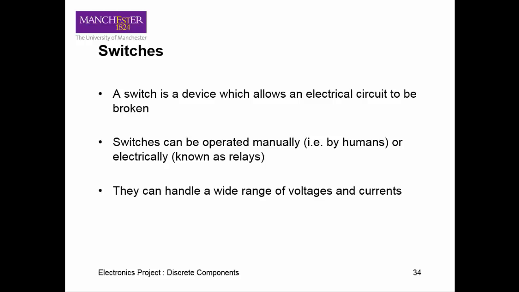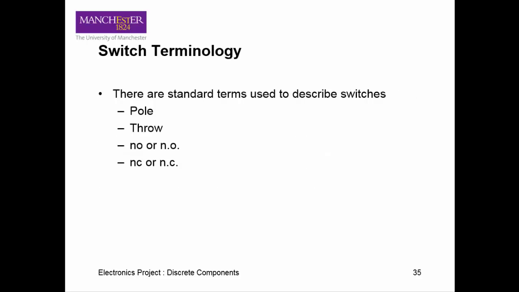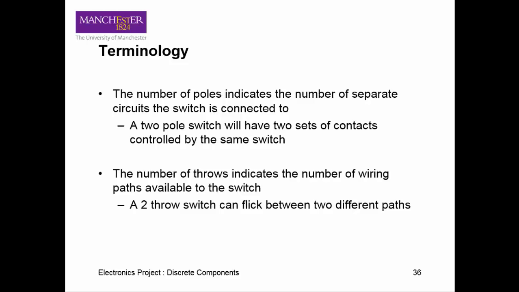Switches. A switch is a device which allows an electrical circuit to be broken. Switches can be operated manually or electrically when they are known as relays. There are standard terms associated with switches: pole, throw, normally open, and normally closed. The number of poles indicates the number of separate circuits the switch is connected to. The number of throws indicates the number of wiring paths available to the switch.